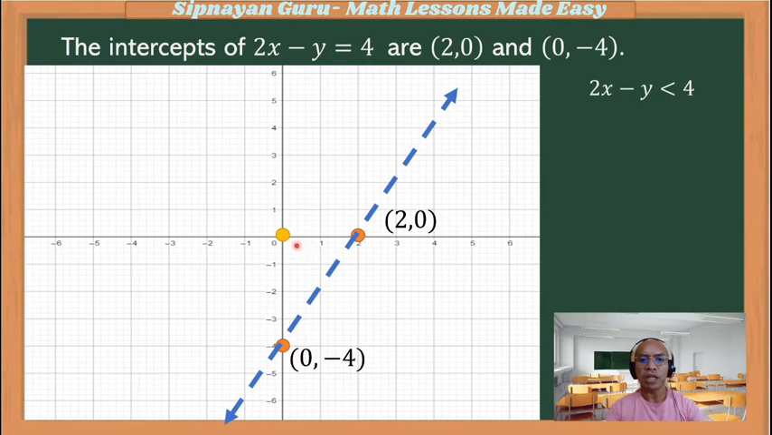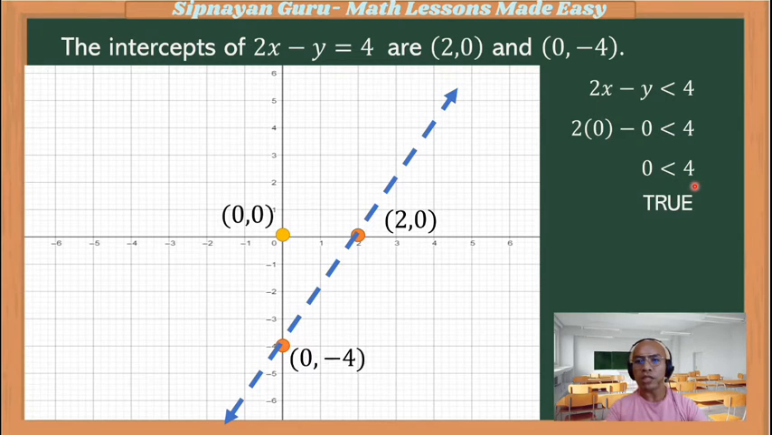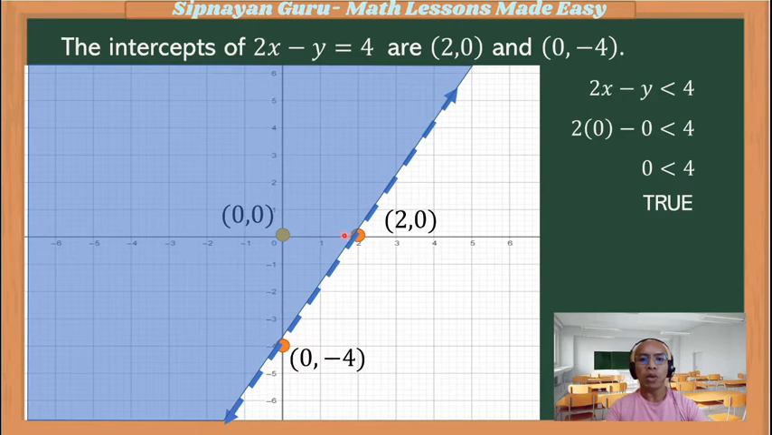For convenience, we will make use of the origin. Why? Because if x is 0 and y is 0, then 0 minus 0 is 0, and 0 is less than 4. 0 less than 4 is true, so therefore we will shade the region that contains the test point, which is the origin. So all the points that lie in this shaded region are the solutions to the given inequality. Then let's try to check it out.